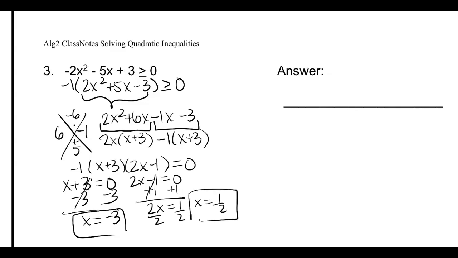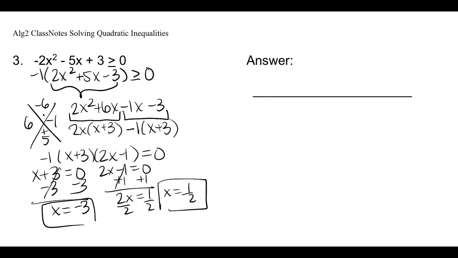What we need to do now is create a sign chart. So over here to the side, I'm going to create a sign chart. And from that sign chart, we're going to plot the spaces on the number line for -3 and about 1/2. Don't panic when you see that fraction. It'll be a lot nicer in a second.